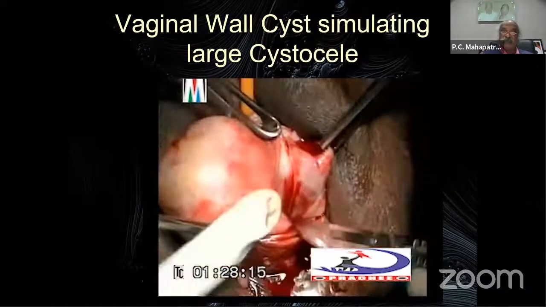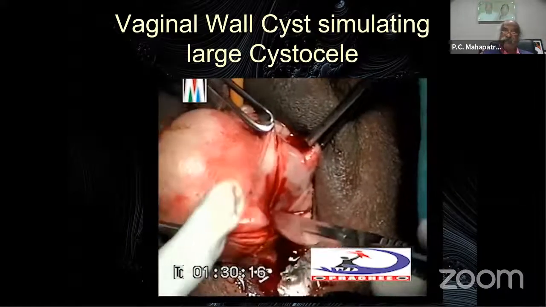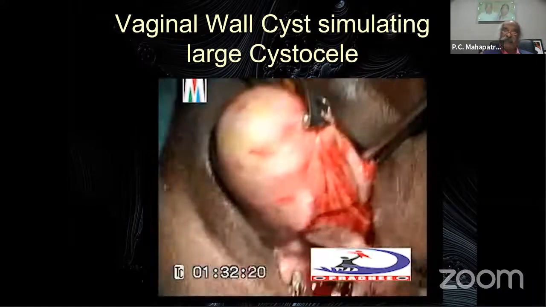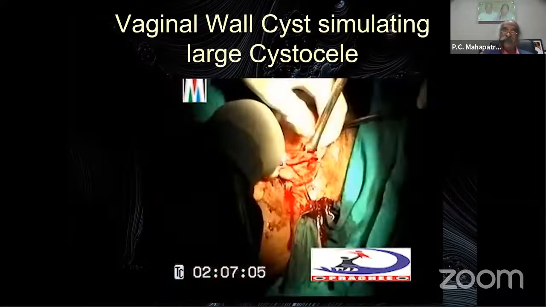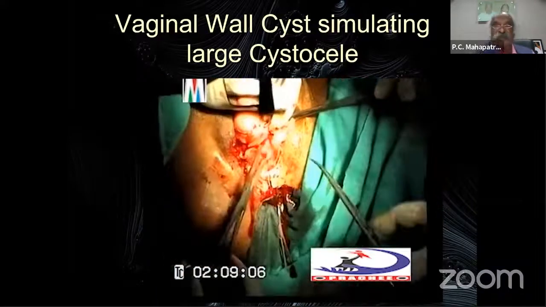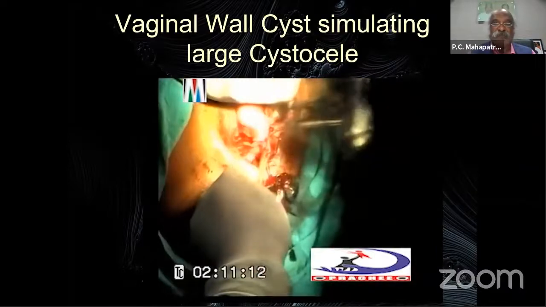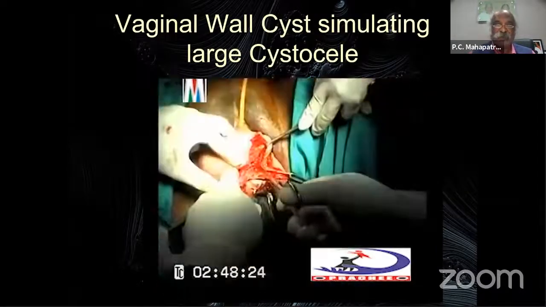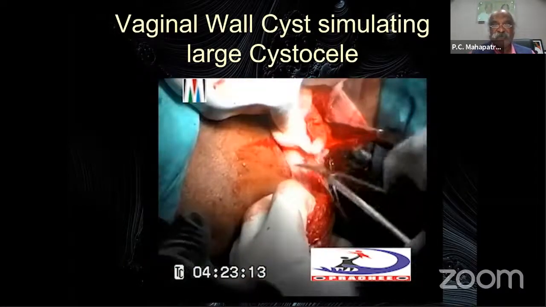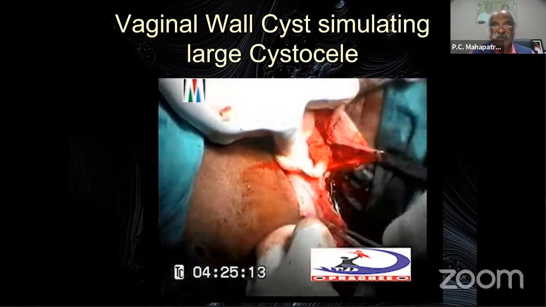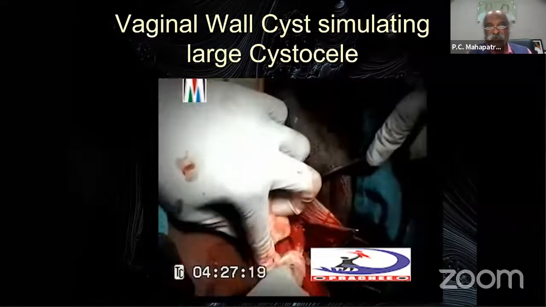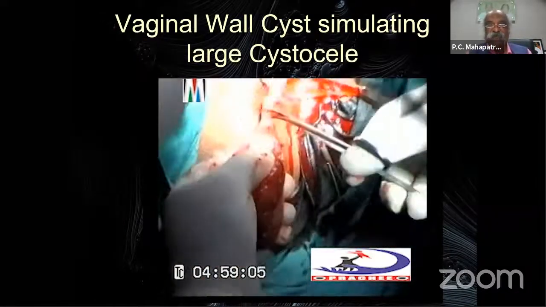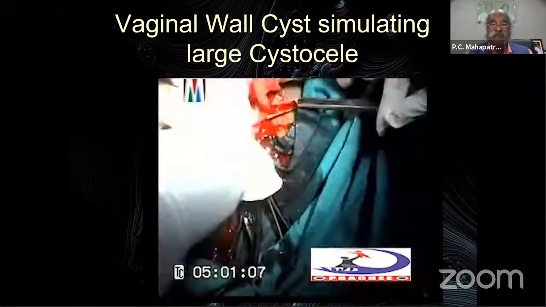I think, see the procedure. Books have written vaginal wall cyst as one of the differential diagnoses, and this is one case where we have done it. In this case of vaginal wall cyst, you can see that it is dissected in the proper plane after giving a hydrodissection, and then repairing this.